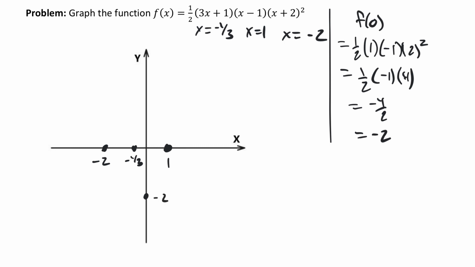Now the last thing we need is any kind of bounce or cross through. If you look here, this factor is degree 2. So we know that at x = -2, it's going to bounce. It's either going to bounce going up or bounce going down, and we're not quite sure which one it is. But basically, we can just try to draw the graph and see what happens.